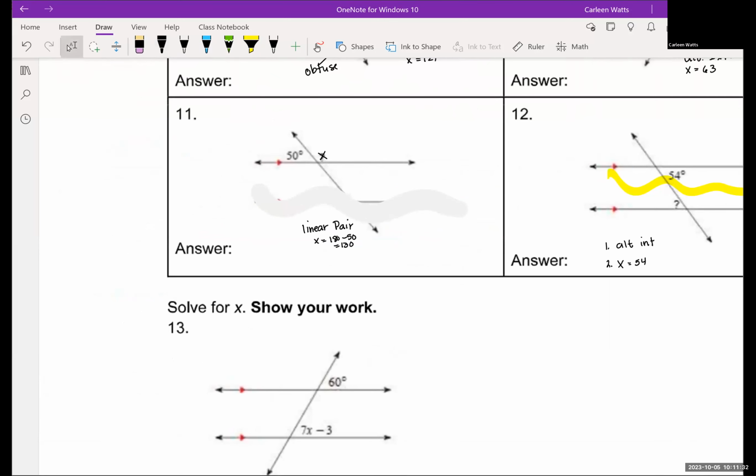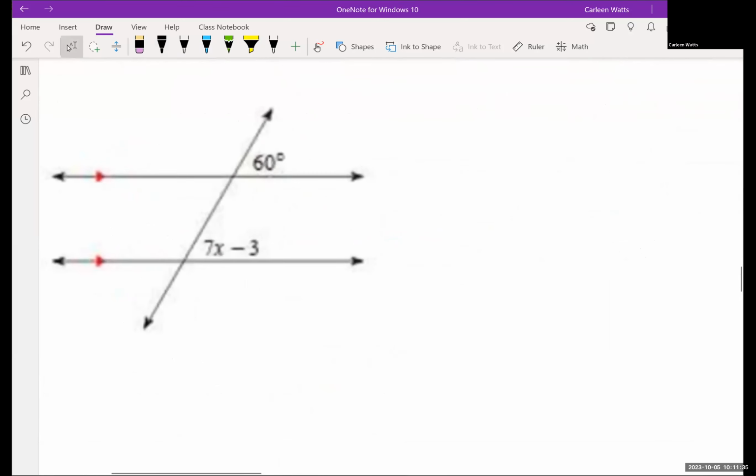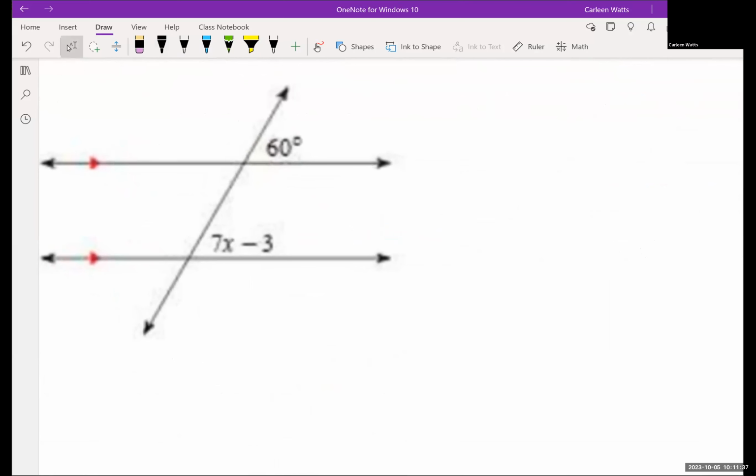Now we're going to use our algebra skills. So first, let's label. What do we call these? We have one on the exterior, one on the interior. We have top right and top right. Not linear pair. These are corresponding. Yeah, top right, top right.